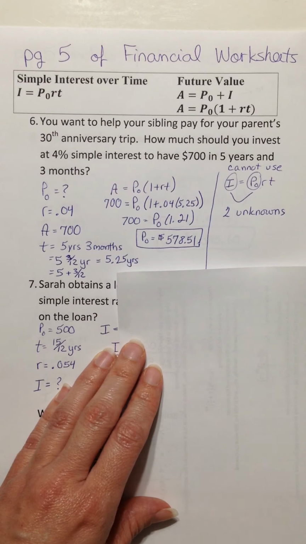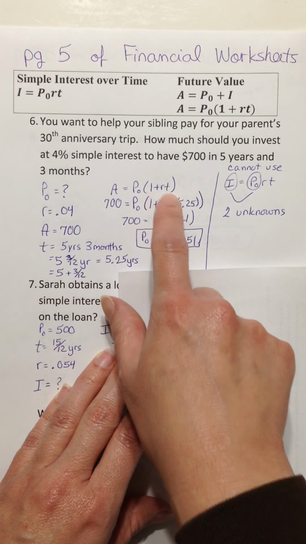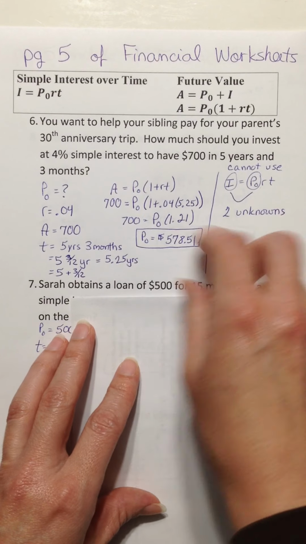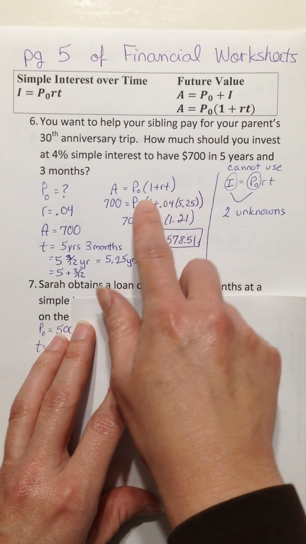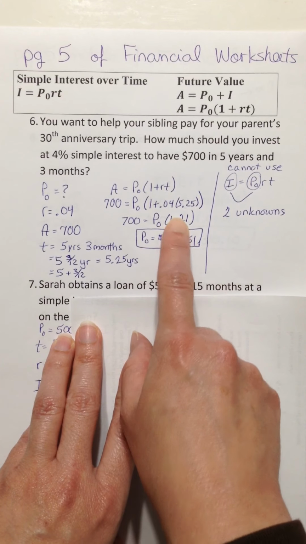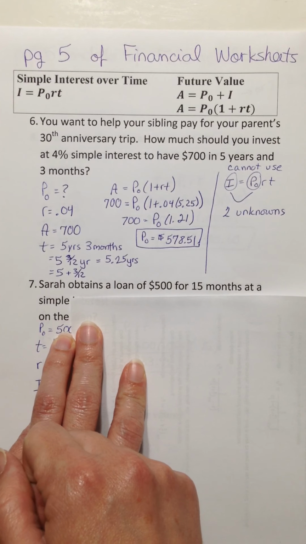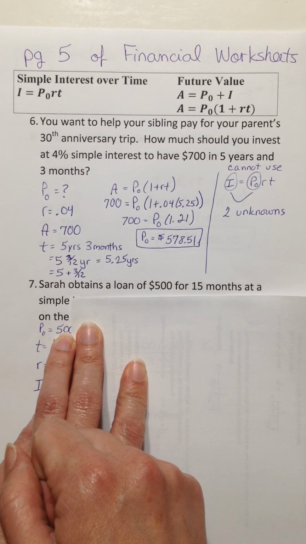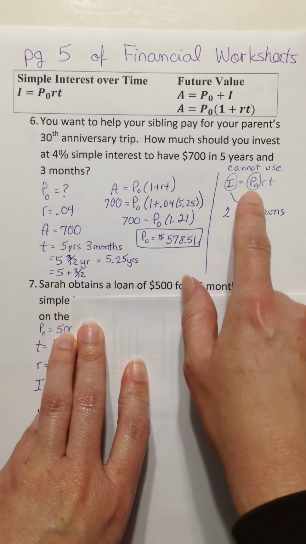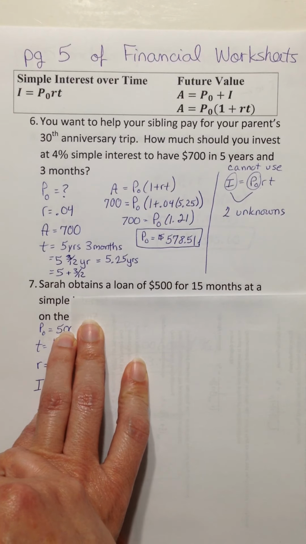Right, so when you put it into your formula, the A is 700, the P0 is the unknown, 1 plus the rate of 0.04 times 5.25. All of this can be put into your calculator, so put it in as 1 plus 0.04 times 5.25 to get 1.21. Divide by the 1.21 to get 578.51. I round to the nearest hundredth because it's money. You could not use this formula because you don't know the I or the principal. You have 2 unknowns.